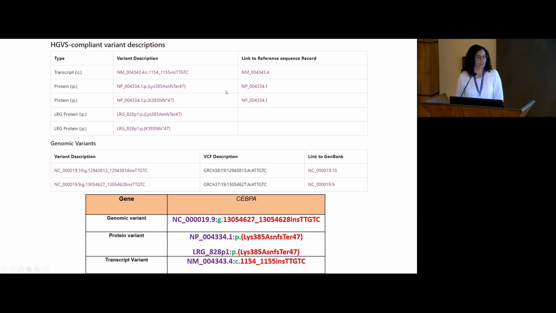So if we put this in HGVS, we can see that this is the result that we get in this particular insertion.